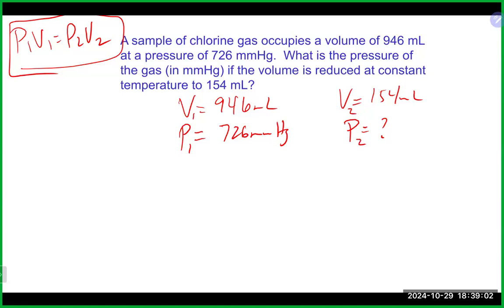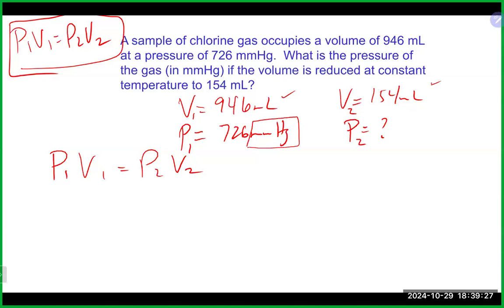Traditionally, people just roll with whatever comes first in the problem as the ones, and the next ones are the twos. In terms of units, my volumes are both the same, so that's good. My unit of pressure is millimeters of mercury, which just means when I solve for it, it'll be millimeters of mercury. Other thing about gas laws is pretty much the easy way to rearrange things is if you move something to the other side of the equal sign, it ends up in the opposite location.